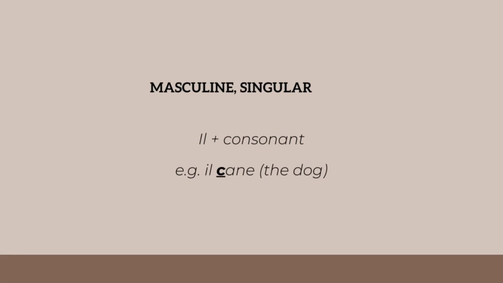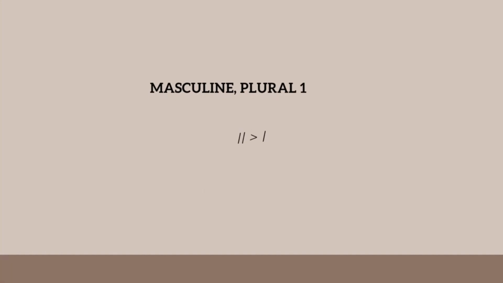So when do we use each one of them? Il is used preceding words that start in consonant. Il cane, the dog. You have that C. C is a consonant, right? And simply enough, il always becomes i at the plural form.